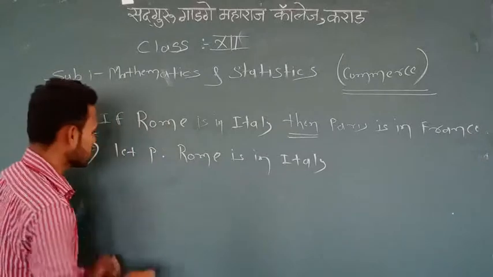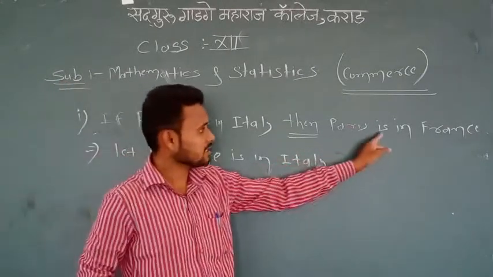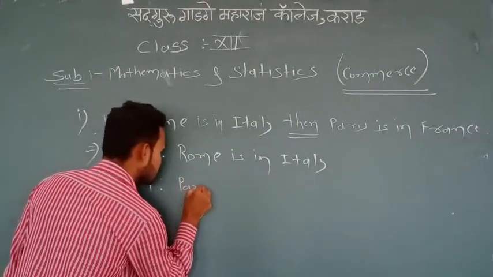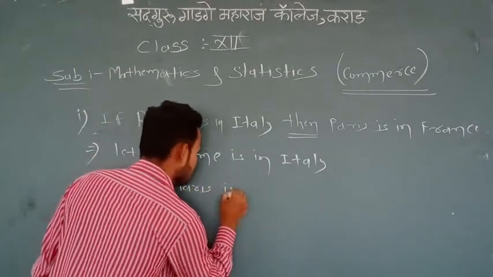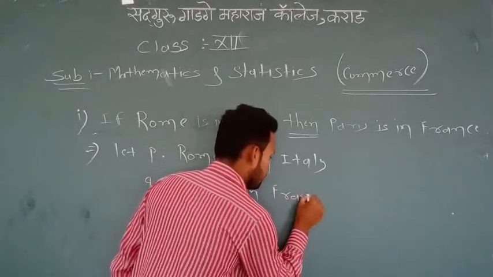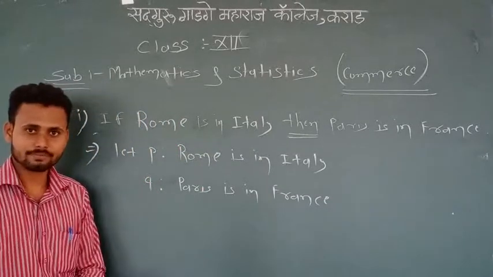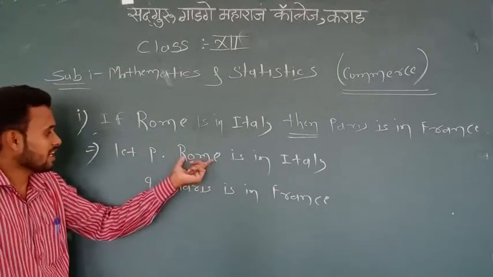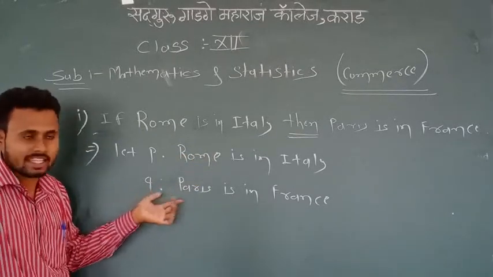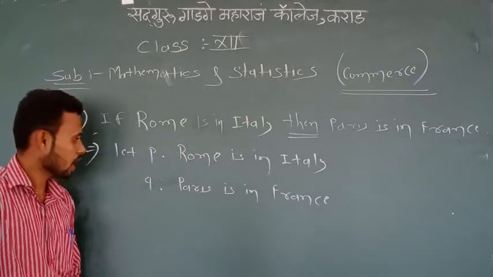And let Q denote Paris is in France. Now first we will find the truth value of P, then next we will find the truth value of Q, and then we get the required truth value of our compound statement.